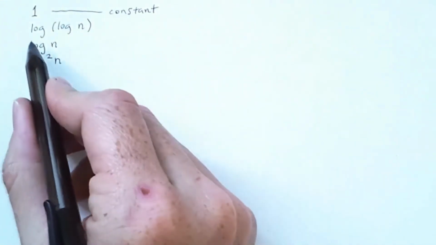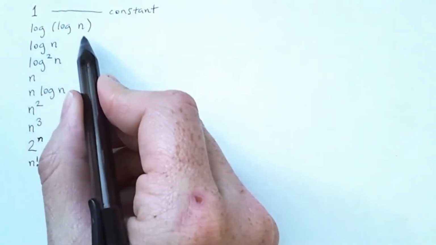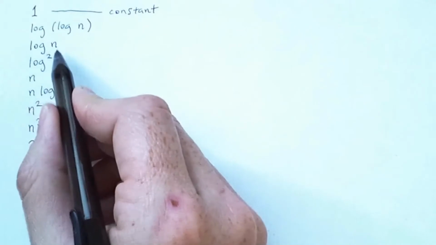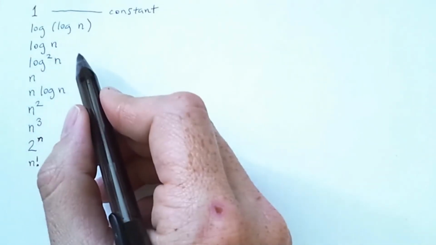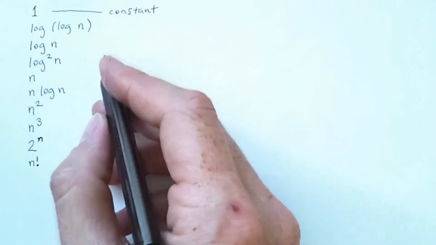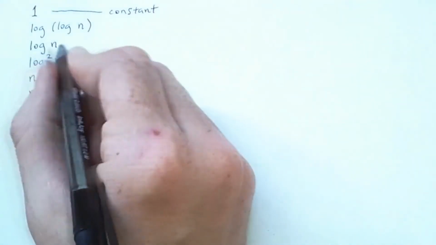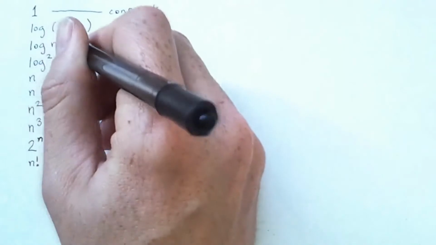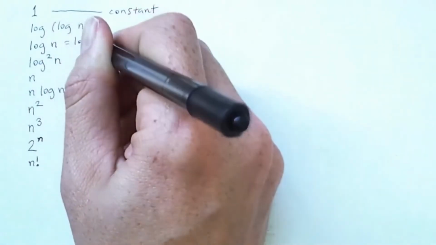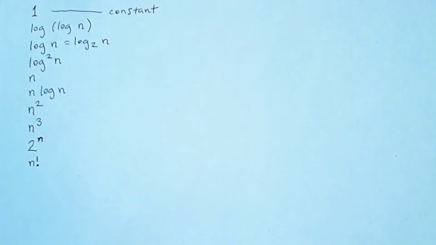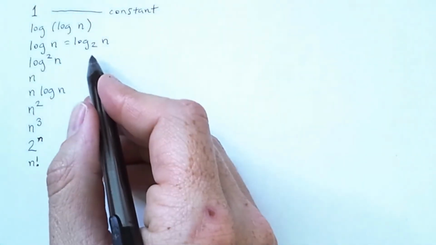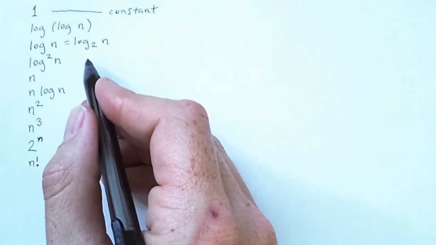Next we have log of n, and then log n, and then log squared of n. Now all of these logarithms are assumed to be base 2, so this here log n is assumed to be log base 2 of n. However, I'll demonstrate at the end of this video why the base isn't really irrelevant when discussing big O.